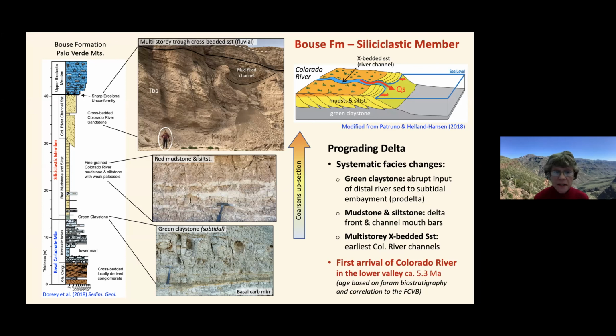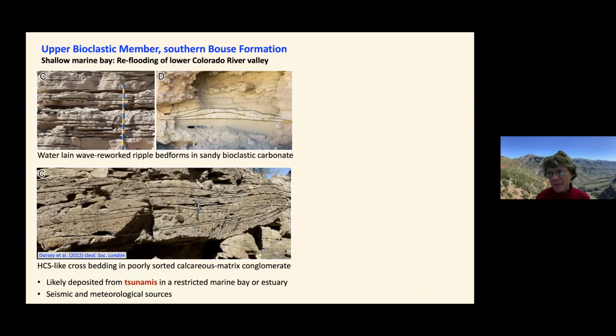But what's really interesting is that we've got the river coming out, and that's all great, except that the siliciclastic sands are overlain by the upper bioclastic member. So we'll take a quick look at that. The upper bioclastic member of the Southern Bows Formation is a shallow marine deposit that records reflooding of the lower Colorado River Valley after the river first ran through it.